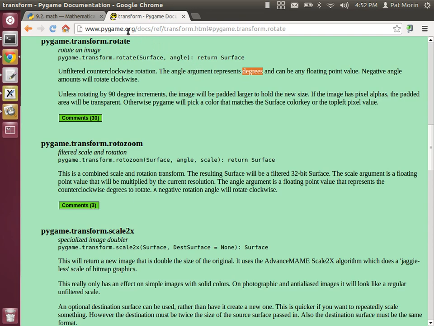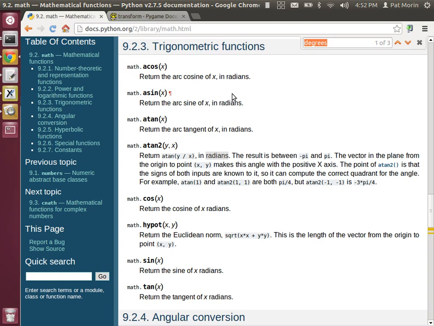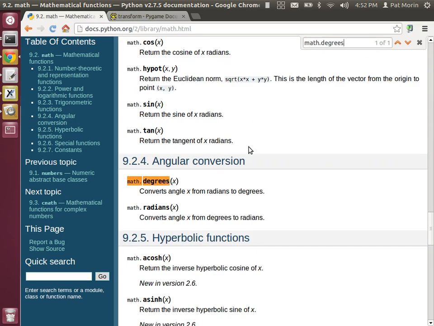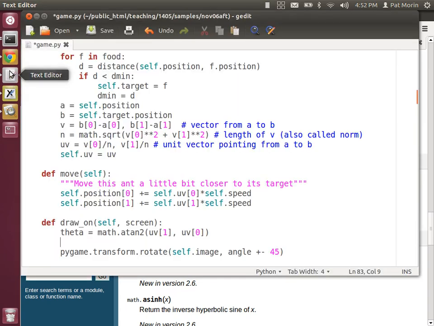And degrees aren't between 0 and 2 pi, they're between 0 and 360. So we need to do a conversion between radians and degrees. Let's look at how we can do that. There it is. In the math library, there's a function called degrees that takes an angle x expressed in radians and converts it into an angle in degrees. We could have easily rolled our own, but why not use something that's already there and tested?